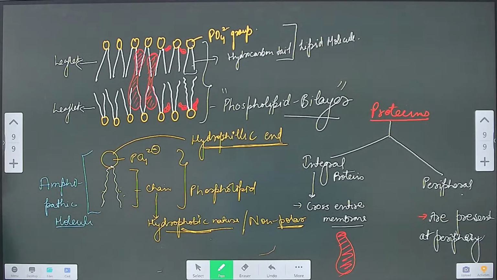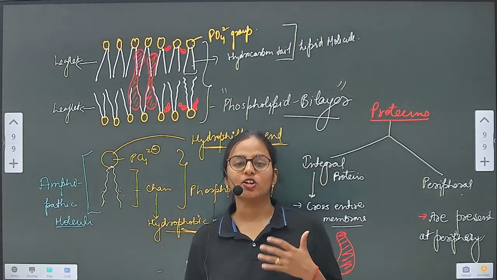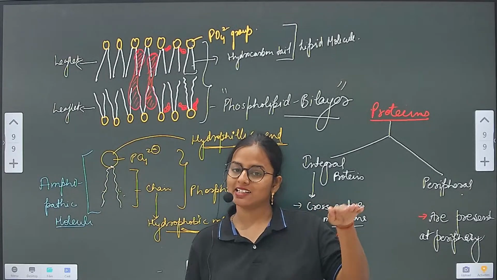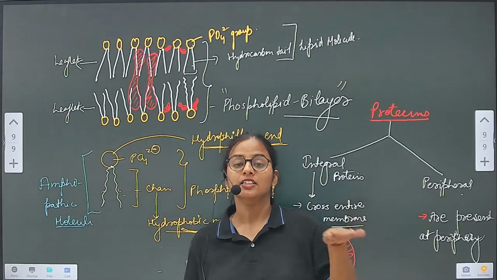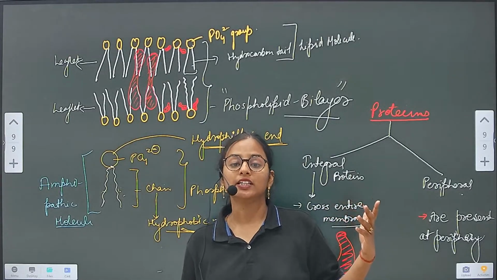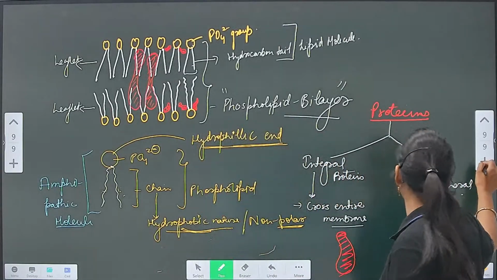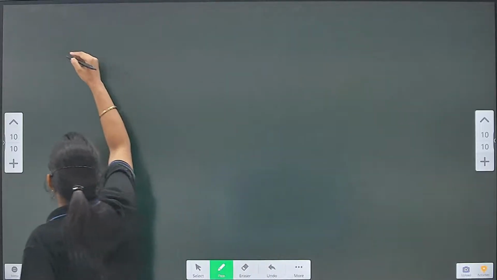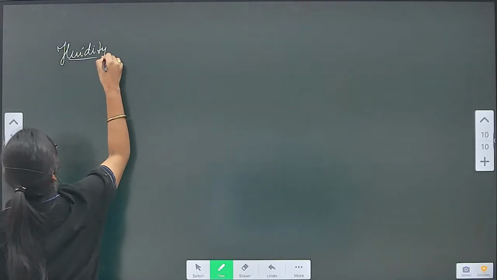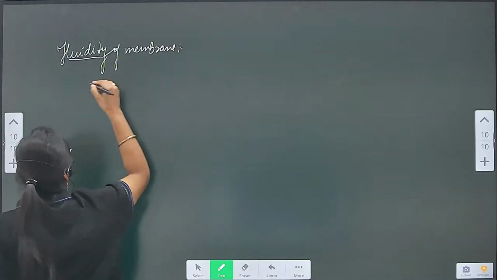See, here, what do you think? What is moving? The proteins are moving or the lipids are moving? Here, the lipids are floating in the membrane itself. And that floating movement of the lipids is responsible for the fluidity of the plasma membrane, the fluid nature of the membrane. So we can add a point here about the fluidity of membrane.